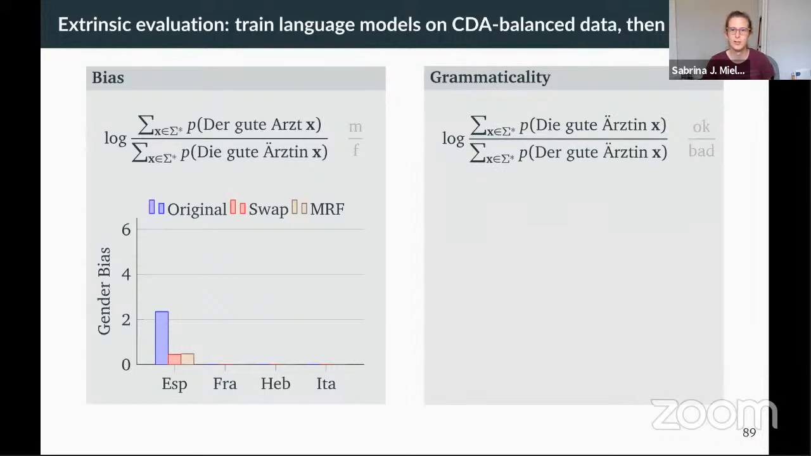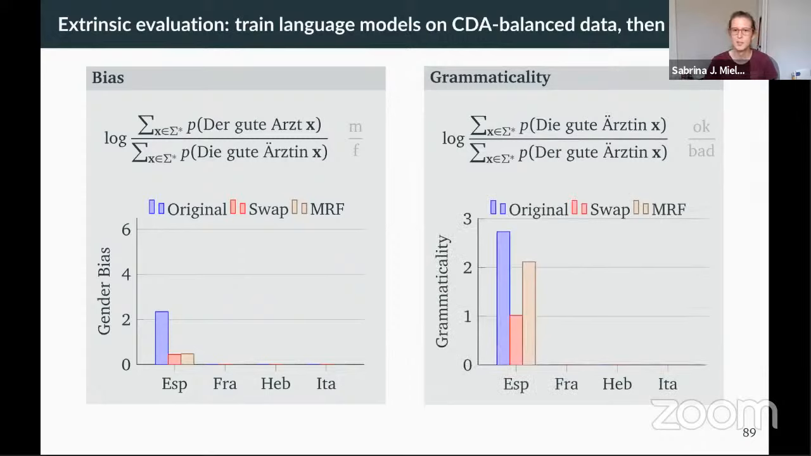So the picture is better when we look at grammaticality. That is, what is the ratio between the good female doctor, with female, good female, doctor female, and the male, good male, doctor female. So we really want that to be high, right? We don't want that. And so we can see that if we swap, this ratio tanks. So we have low grammaticality, but the MRF kind of preserves it. So this was very encouraging.